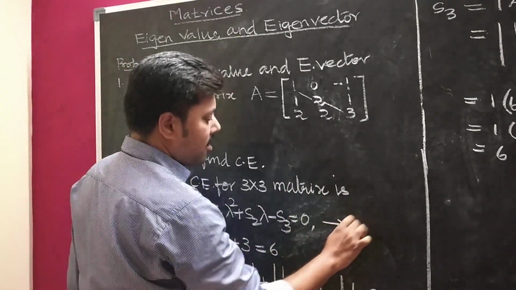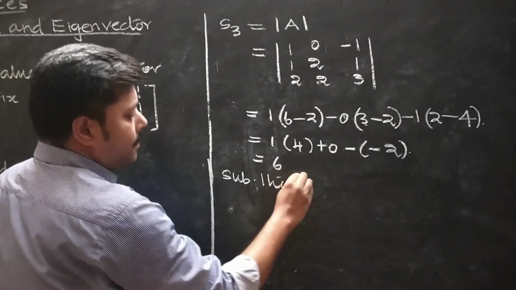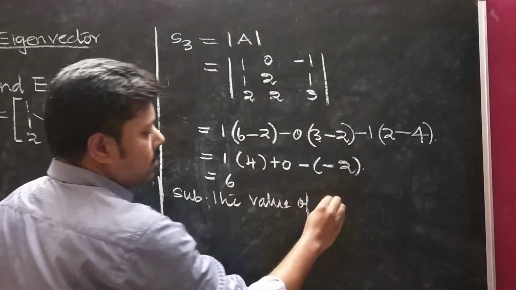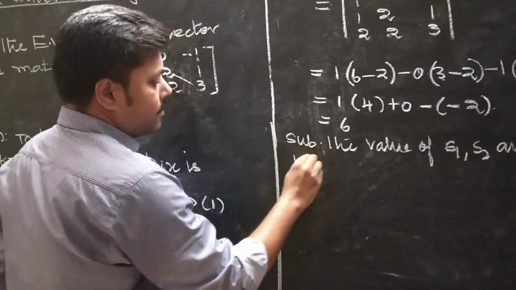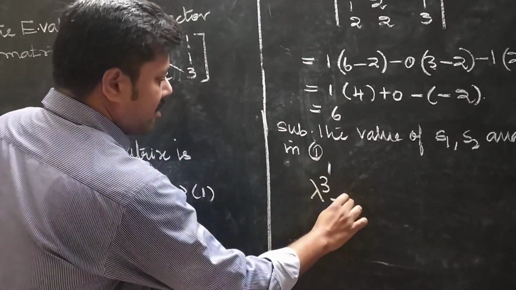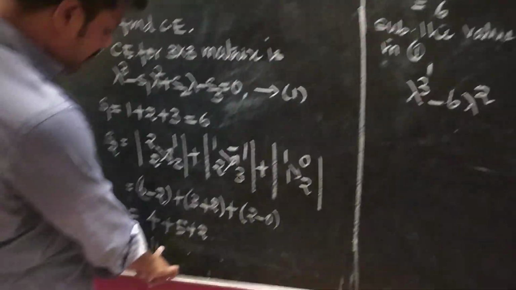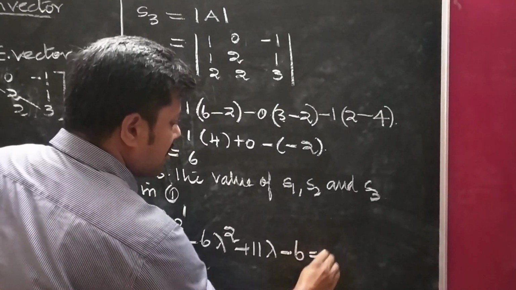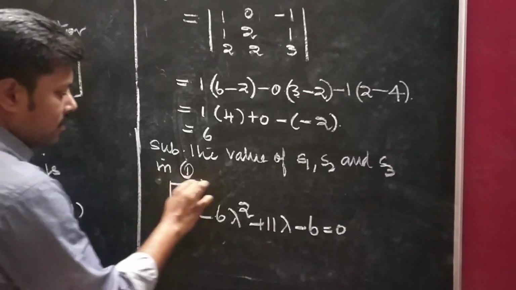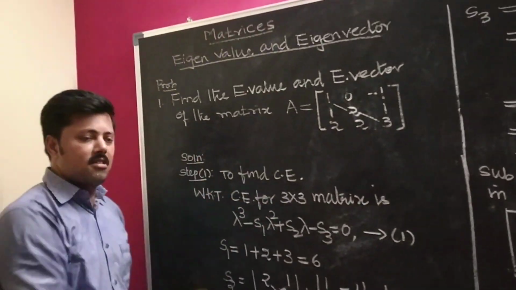Equation 1 is the formula. So substitute the values of S1, S2 and S3 in equation 1. So in equation 1 we get lambda cube minus S1 lambda square plus S2 lambda minus S3 equal to 0, which is the required characteristic equation for the 3 by 3 matrix. That's step number 1, to find the characteristic equation.